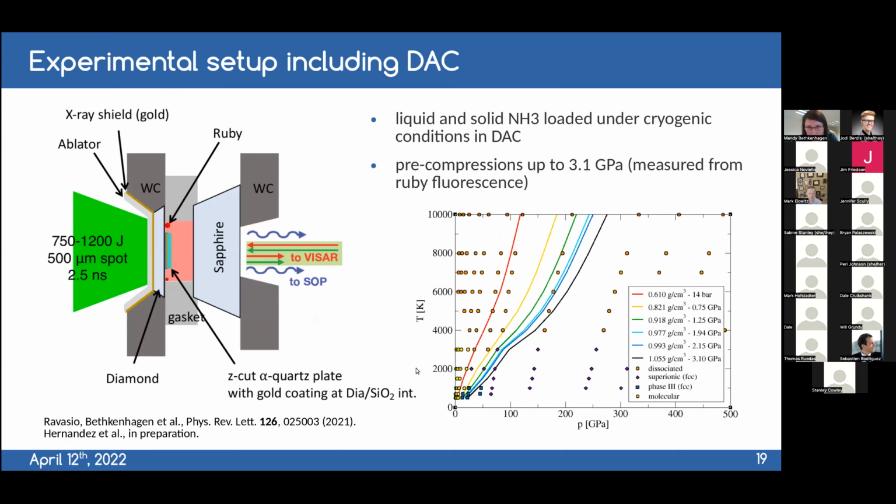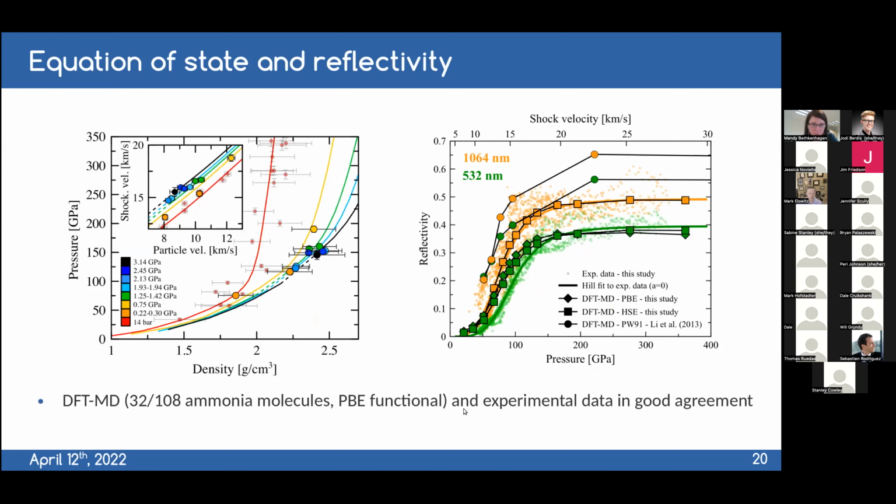So if I don't pre-compress ammonia, I can only reach basically this red path here along the Hugoniot. But now if I introduce some different pre-compressions, as you can see here with different colors, we are able to reach the superionic part, at least theoretically. So let's see if we can also do that in the experiment.